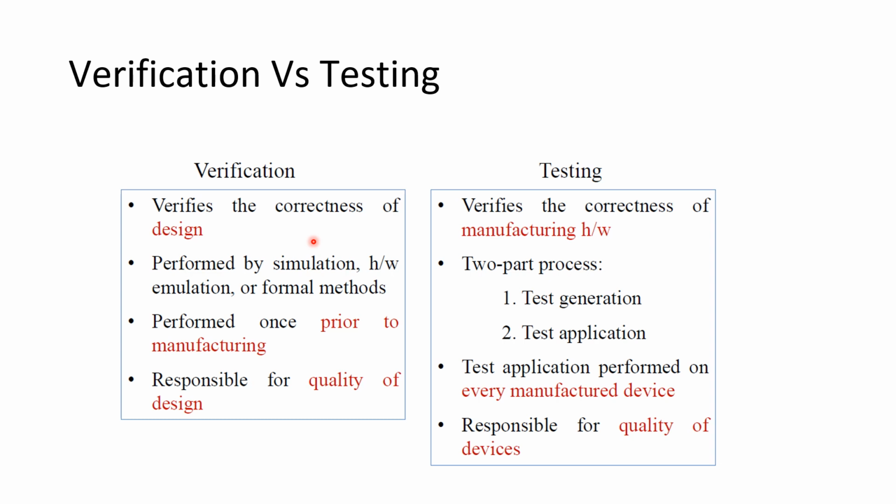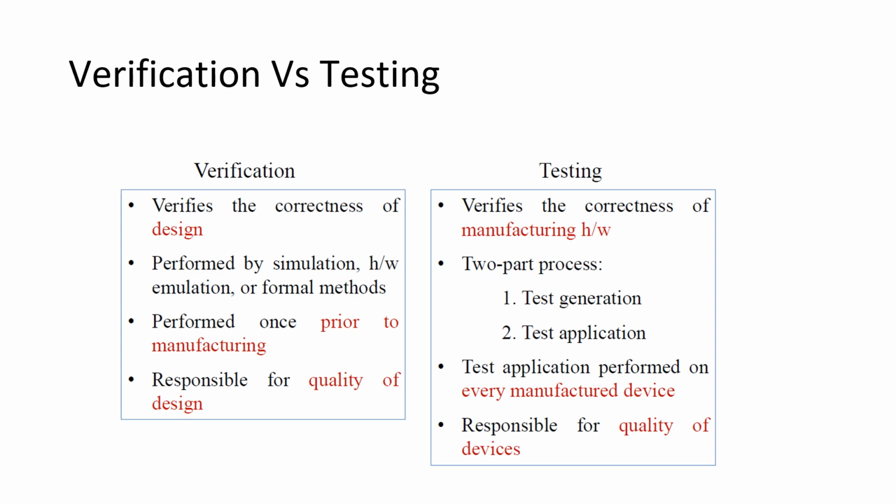Let's see testing. Verification verifies the correctness of the design. It checks the behavior of the design. Testing is the verification of the manufactured hardware. Remember, look at the red keywords. Verification checks the correctness of the design. In labs 1 and 2, you're writing the test bench for a data path and control path. That is verification. What we do later in the course in the lab is testing.